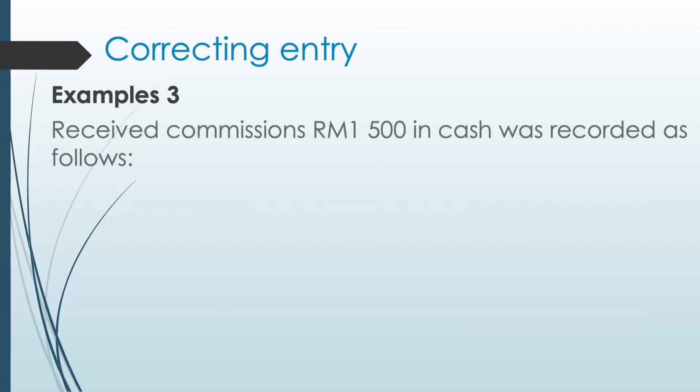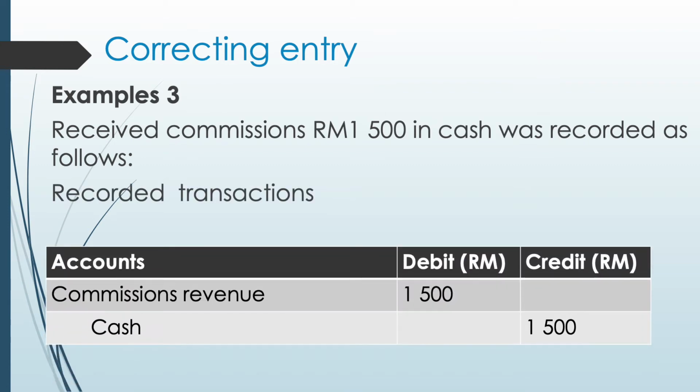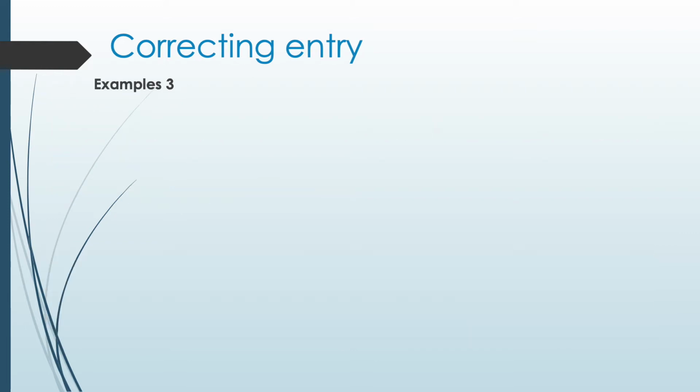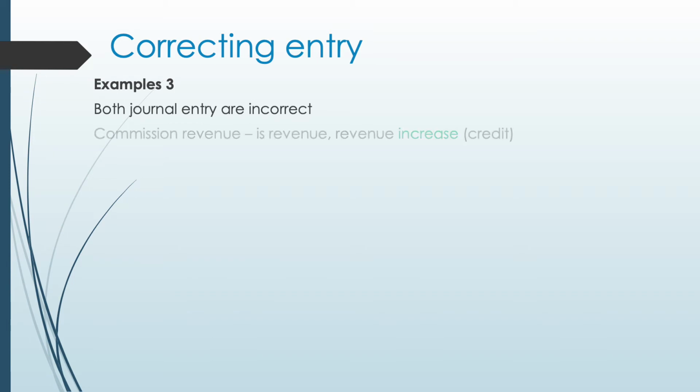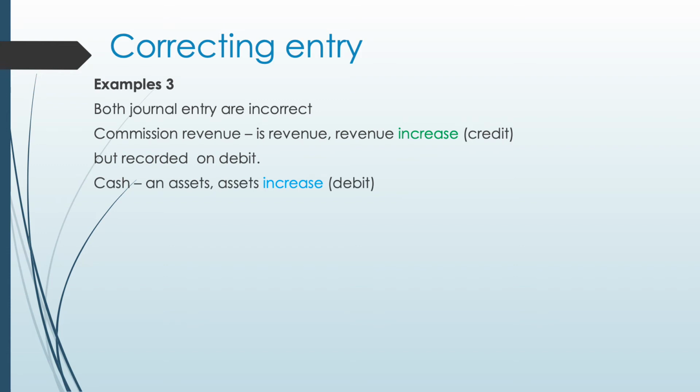Example 3. Receive commission 1,500 ringgit in cash was recorded as follows. Recorded transaction: commission revenue debit 1,500 ringgit and credit cash 1,500 ringgit. Both journal entries are incorrect. Commission revenue is a revenue. Revenue increase on credit, but we recorded on debit. Cash an asset, increase we debit, but we recorded on credit.